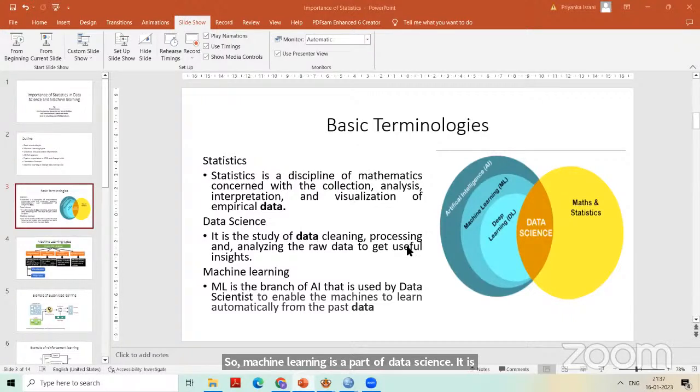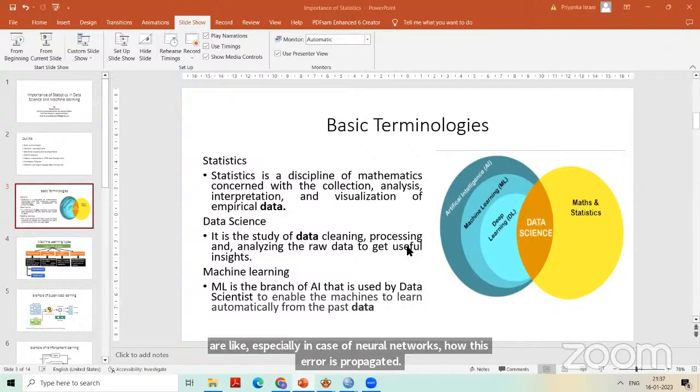Second thing, what is a bias error in case of machine learning algorithms? See, for bias error, you have to understand how the working of algorithms are, especially in case of neural networks, how this error is propagated. This is a very big topic.